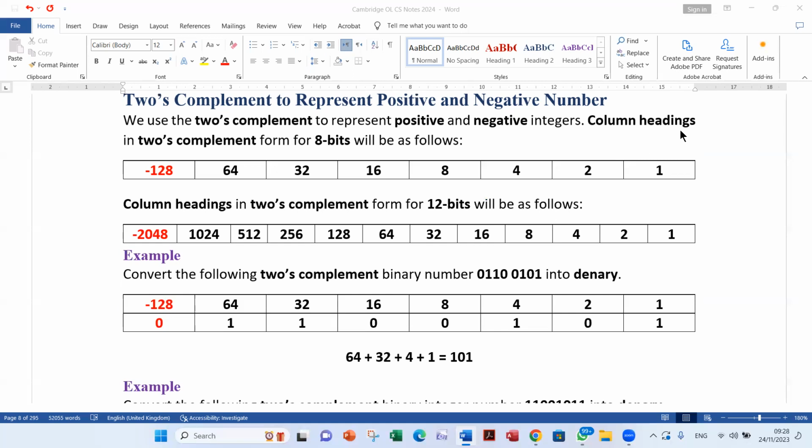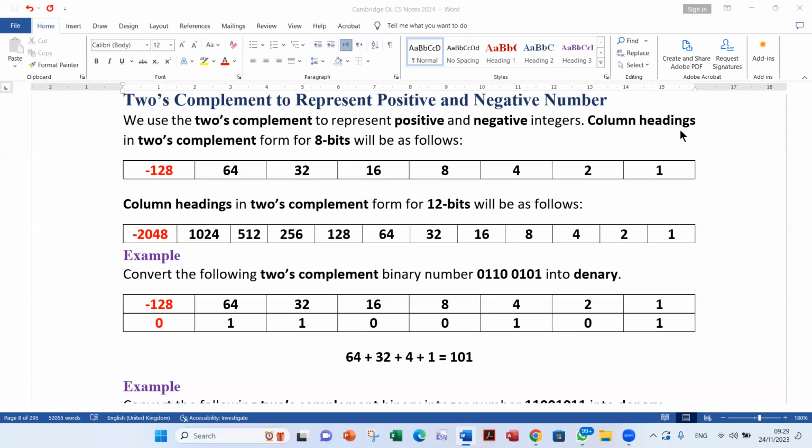We use the 2's complement to represent positive and negative integers. Numbers with fractions will not be studied here at all. They will be studied in the A2, not now. Column headings in 2's complement for 8 bits will be as follows. So if you have 8 bits, column headings will be as follows.